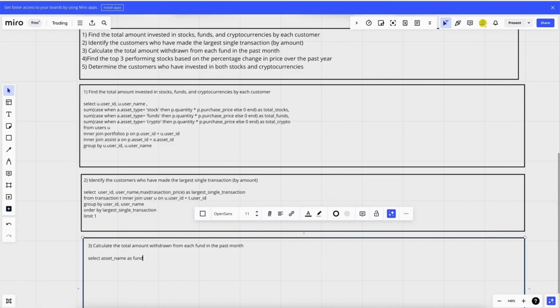I'll say as fund name. Sum of transaction price as total withdrawn. Do an inner join on the assets table.